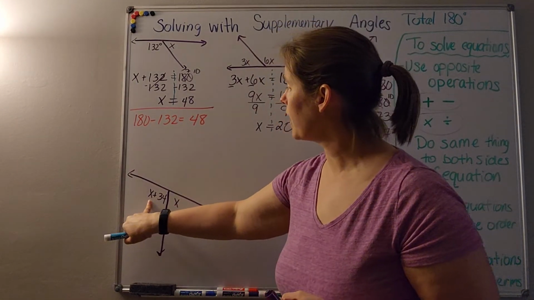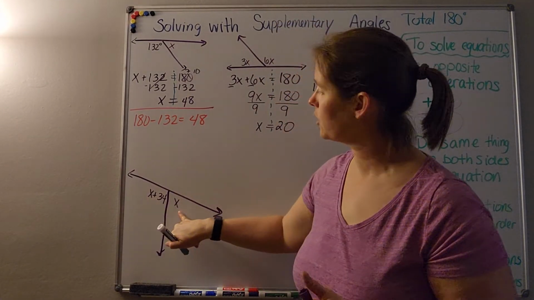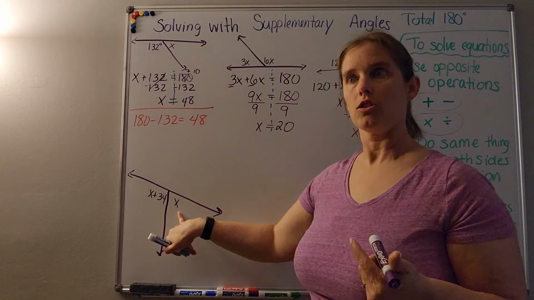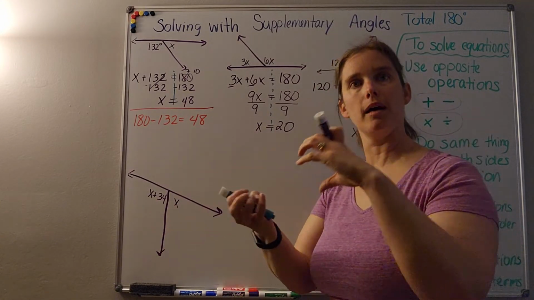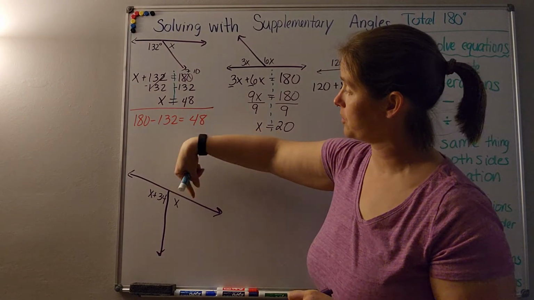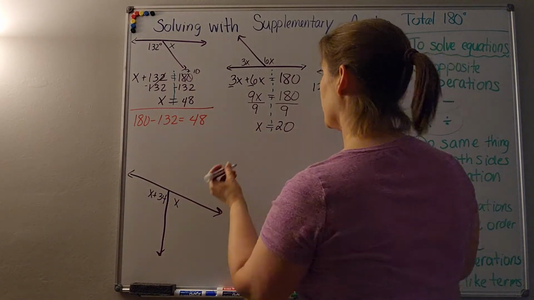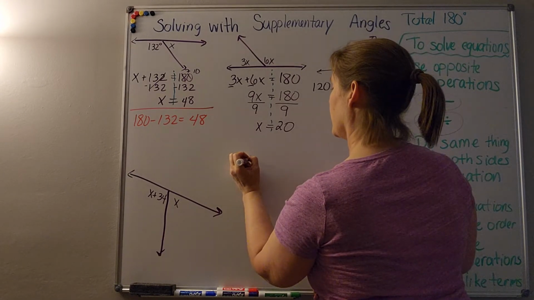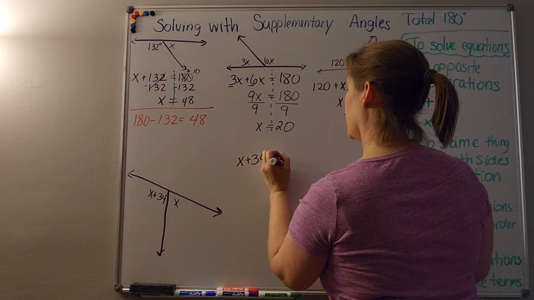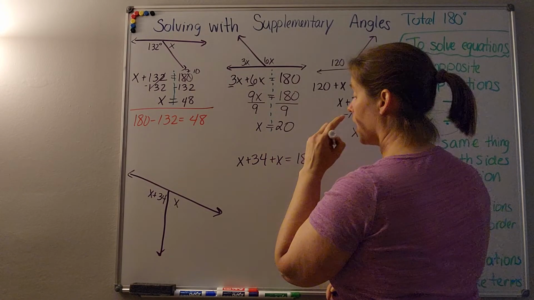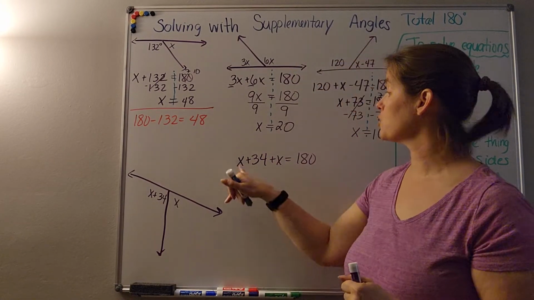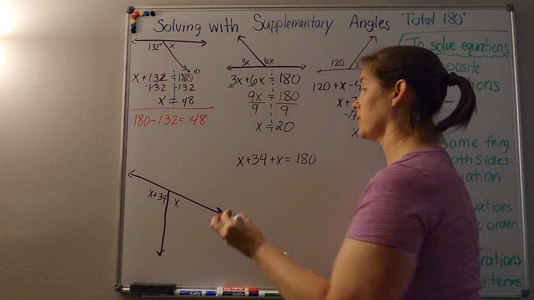I have a piece of the angle that's x plus 34 and the other piece that's x. So I've got the two smaller parts. They're supplementary angles. They combine to form one large 180-degree angle. So I add those up. X plus 34 plus x equals 180. What is the invisible number that's written in front of each of those x's? That's right, it's a 1.